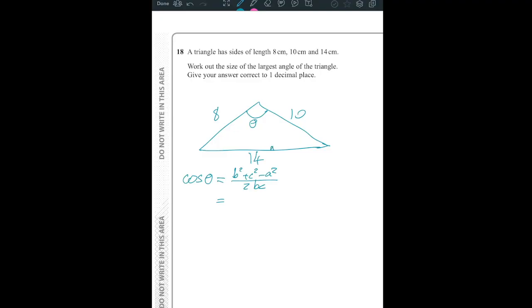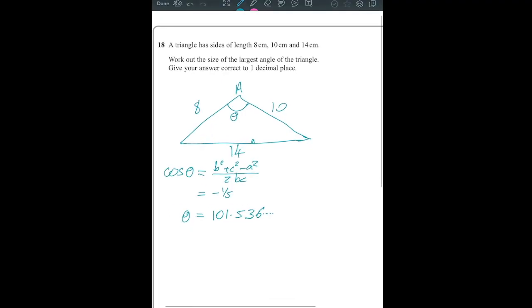Of course, this side here is the A with the capital A over there, over 2 times 8 times 10. So that's negative a fifth. It's okay, cos is allowed to be negative. It's not often, but it just means that the angle that comes out is actually obtuse. So if cos is negative, you get an obtuse answer.